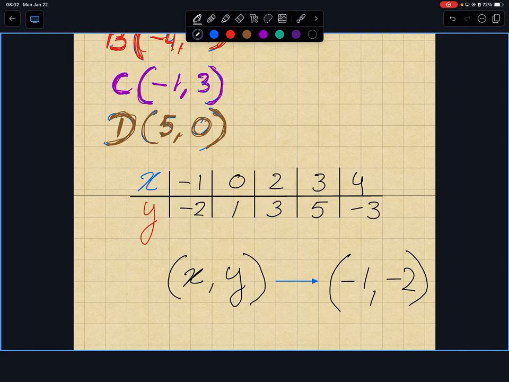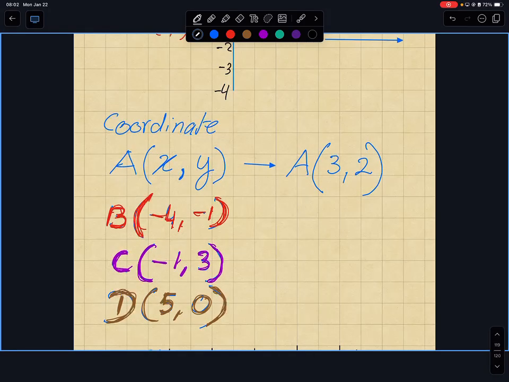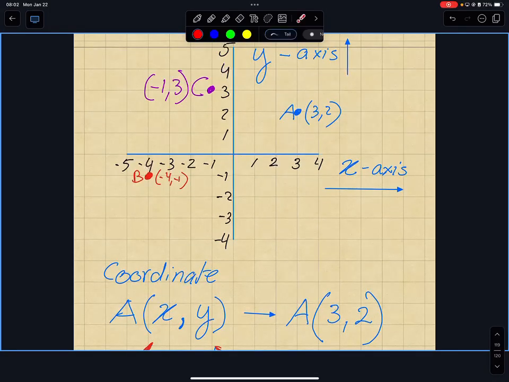Looking at a table, the top one is X, the bottom one is Y. So that's your coordinate. So place the first coordinate in your graph. -1, -2. Where do we go? 1 to the left, -1, and then 2 to the bottom. 1, 2, -1, -2. Here we go.